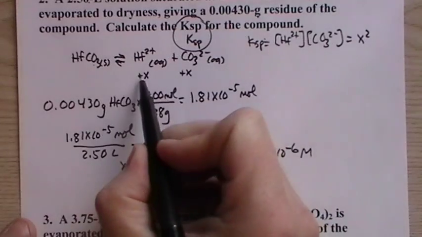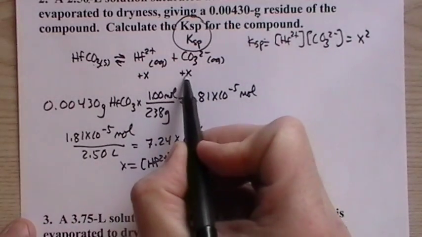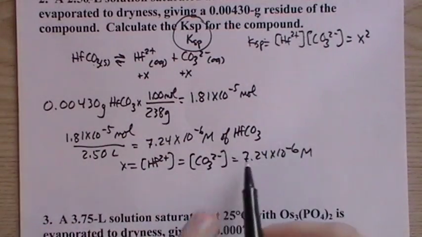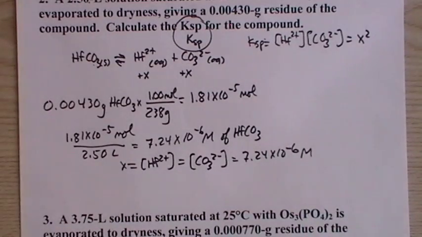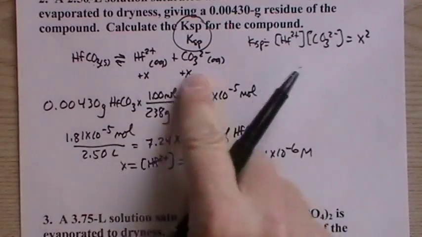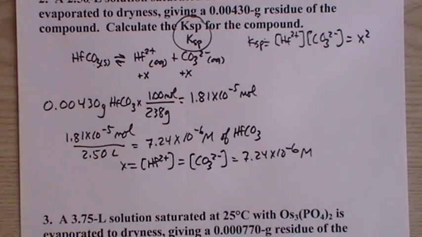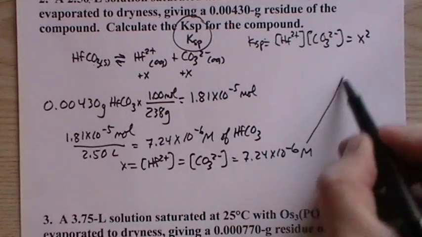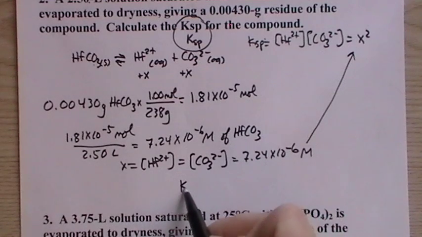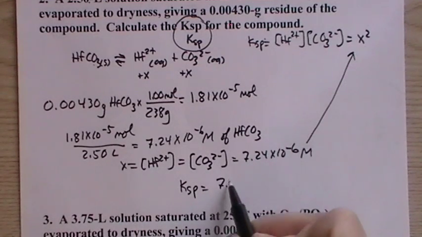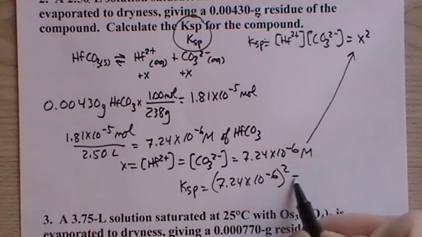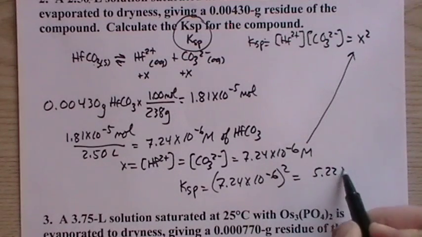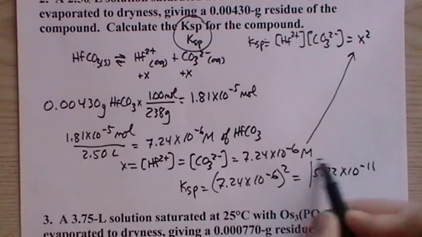Now, if these had broken up into 1 and 2, then there would be a 2 here, which means that the carbonate would be twice this. So now we've got to be careful, because all the acid stuff we did earlier was 1 to 1. This one is 2 because I wanted to start out with something easy. But now we know what X is, we plug it in, and our Ksp is then 7.24 times 10 to the minus 6 squared, which is 5.22 times 10 to the minus 11.